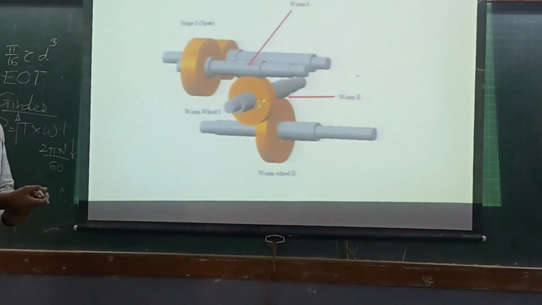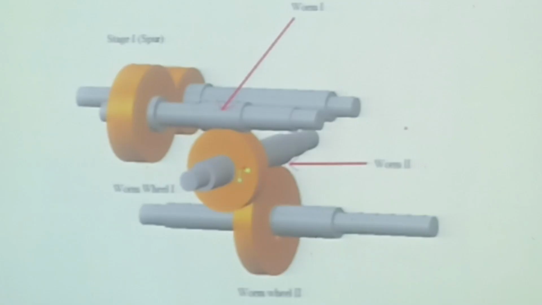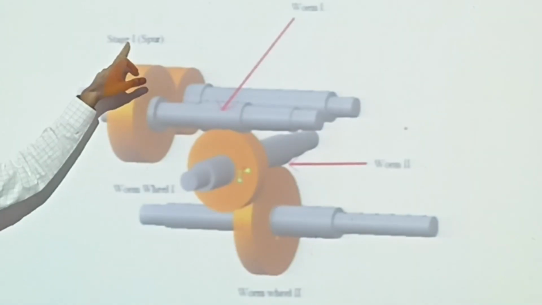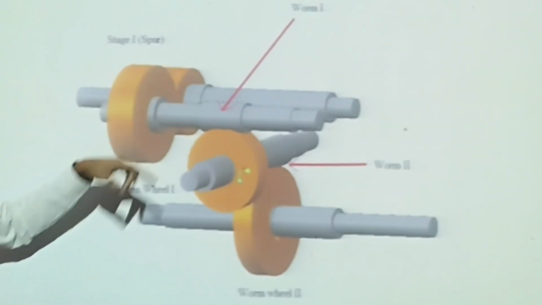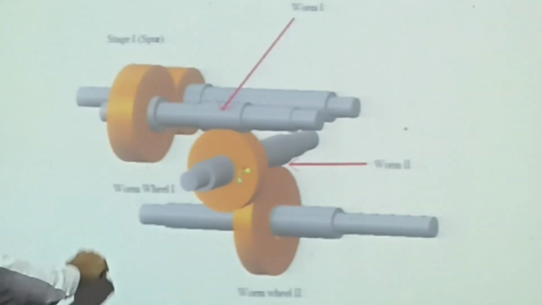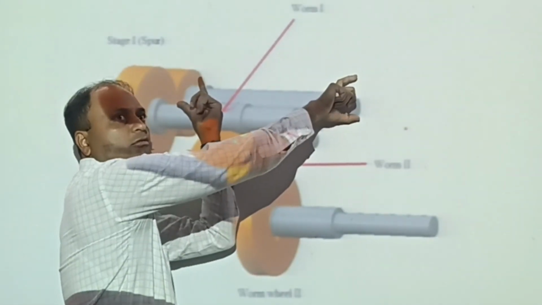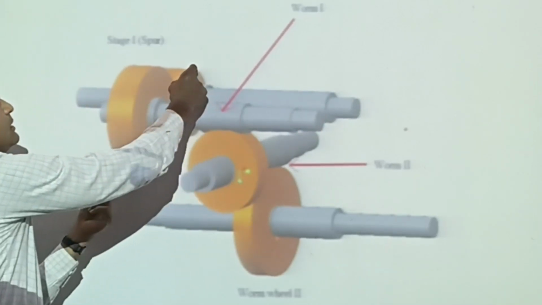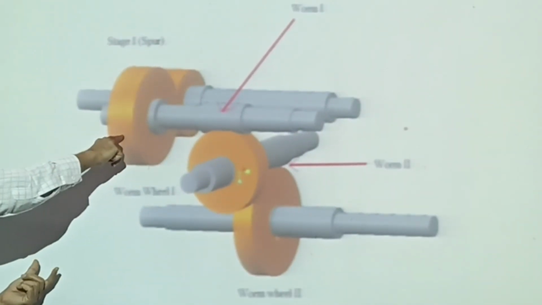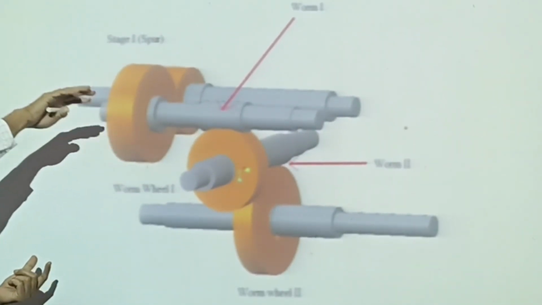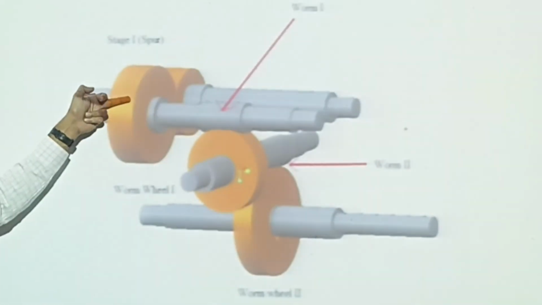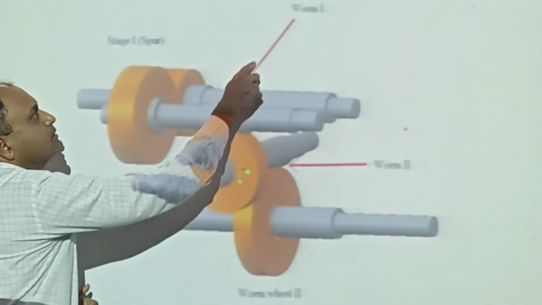This is one more reduction gearbox, or gear unit, you can say. How is it? First stage, spur gears. So these two are the spur gears. From where will power transmission start? From the smaller gear. So the motor will be connected to this shaft, right? Motor will be connected to this shaft. This gear will be meshed with this gear. So speed will reduce.